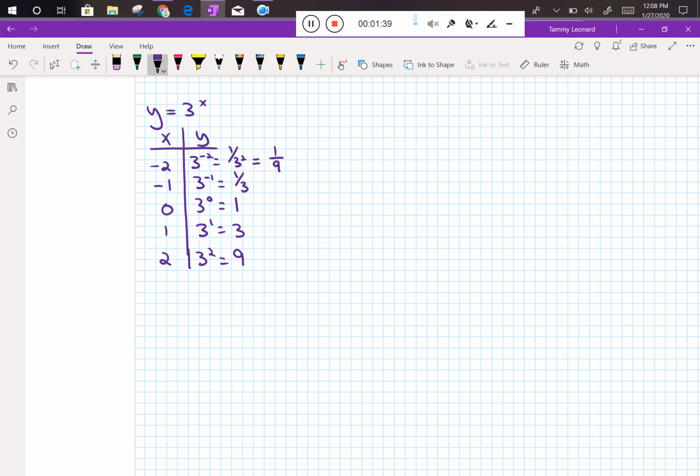So this exponential growth problem is going to go on the xy plane, and we're going to make a graph. So I'm drawing my axes. Let's start with the things that are a little easier to do, right? The point 0, 1 is right here. The point 1, 3 is right there. And the point 2, 9 is way up here.